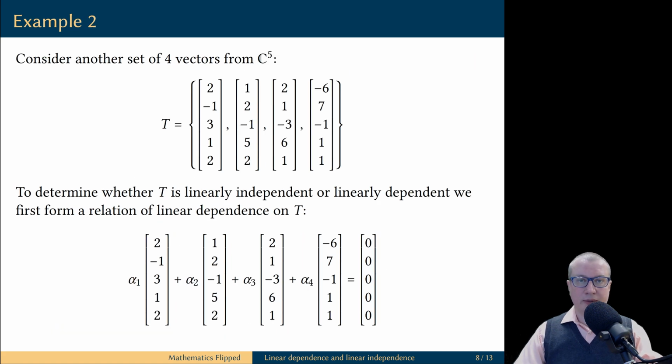Let's look at another example. We take a set of 4 vectors of size 5, and again we need to figure out if this set is linearly dependent or linearly independent. For this, we start by constructing a relation of linear dependence on this set.